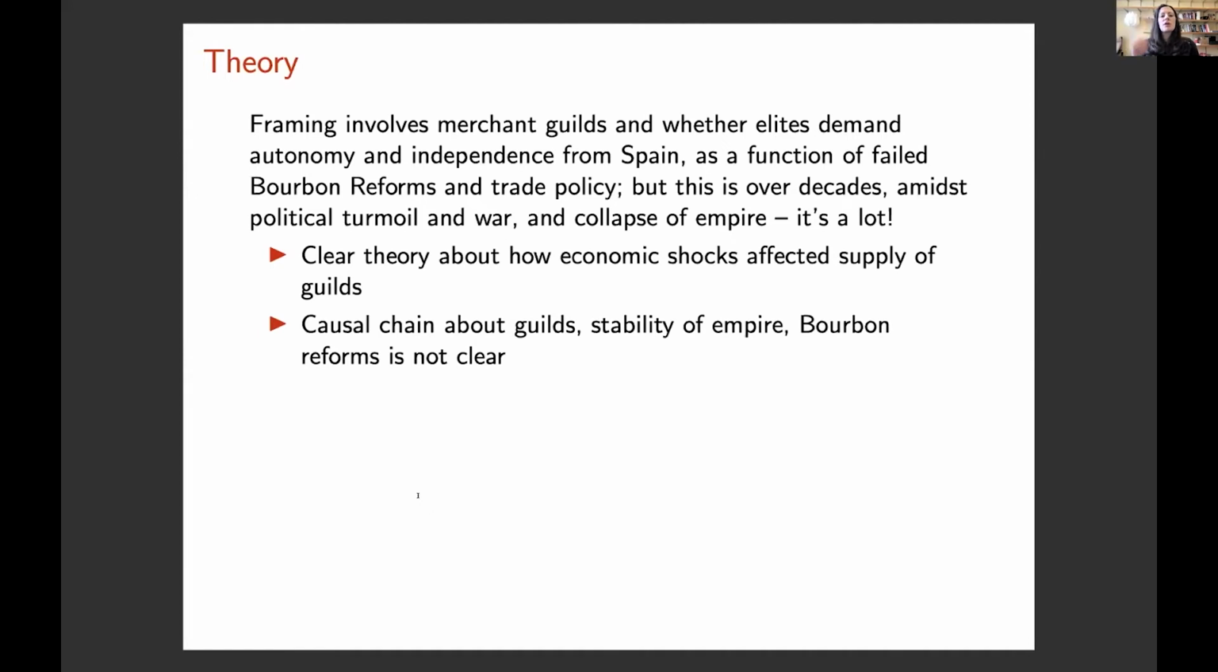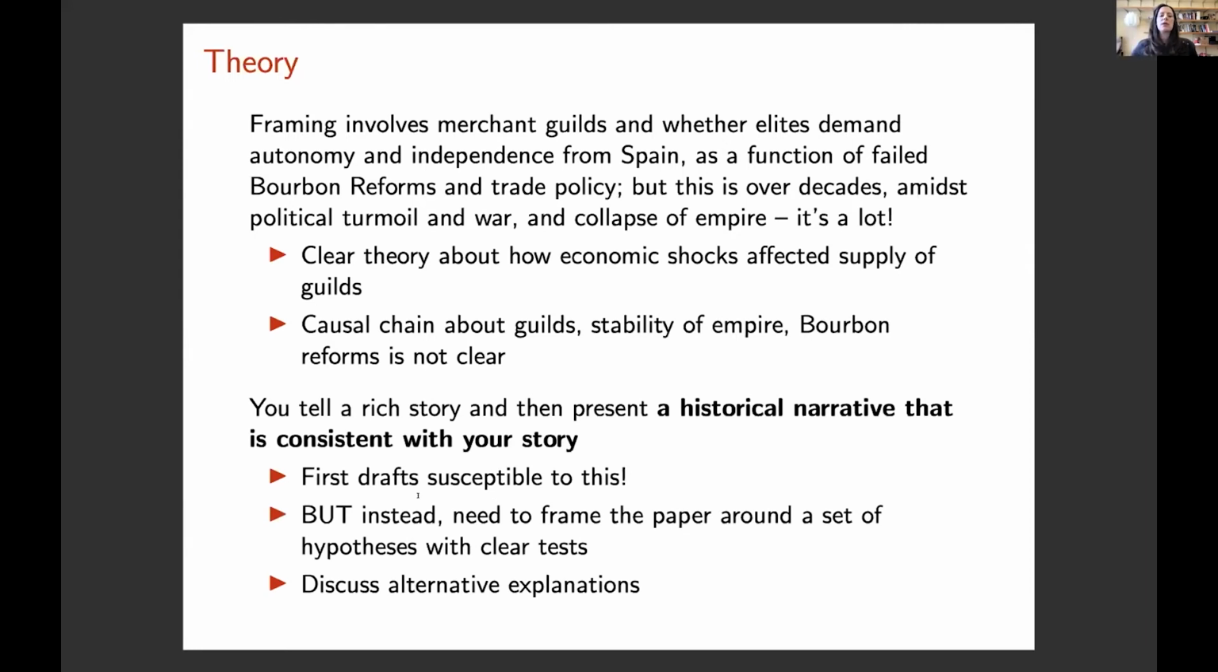Okay, quickly on your theory. Your theory is a lot. There's a lot going on. The causal story has a lot going on. But again, I think you have a clear theory about the economic shocks and how they affected the supply of guilds. And the causal chain about the guilds, the stability of empire, and the Bourbon reforms is not clear. You presented it in a bit more clear way during the presentation, but you either really need to double down on the paper to make it very clear what happened, or again, I would pull a lot of this stuff out because I don't think it's relevant to your story.